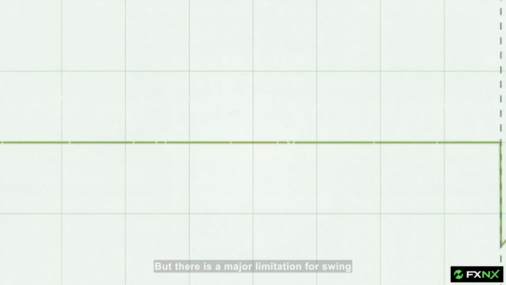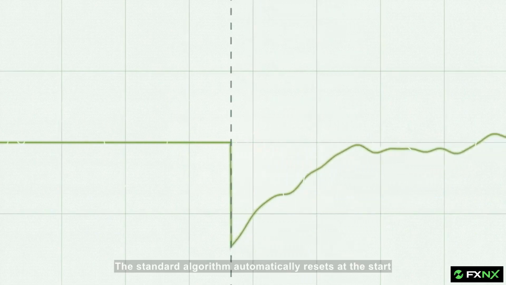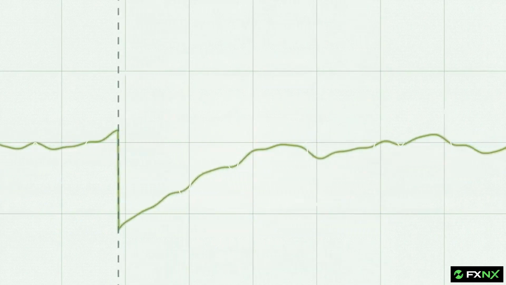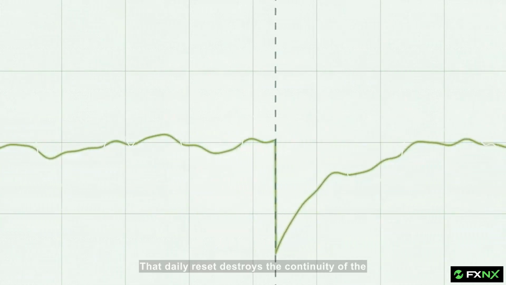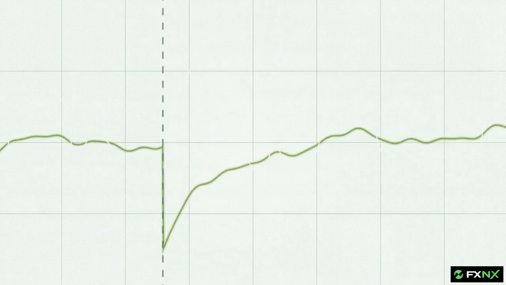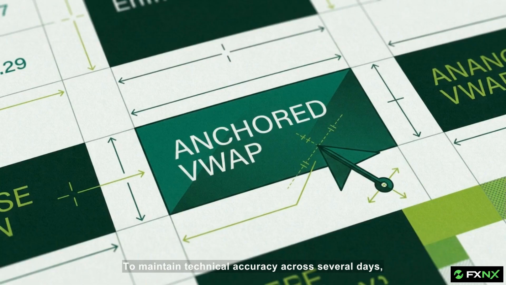But there is a major limitation for swing traders. The standard algorithm automatically resets at the start of every daily trading session. That daily reset destroys the continuity of the trend, making the standard indicator unreliable for week-long holds. To maintain technical accuracy across several days, swing traders use a modification called anchored VWAP, or AVWAP.